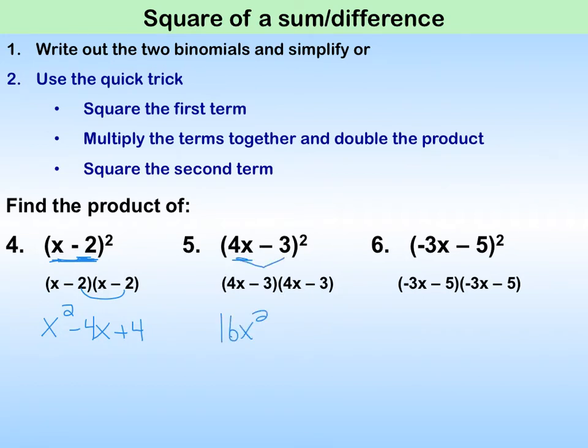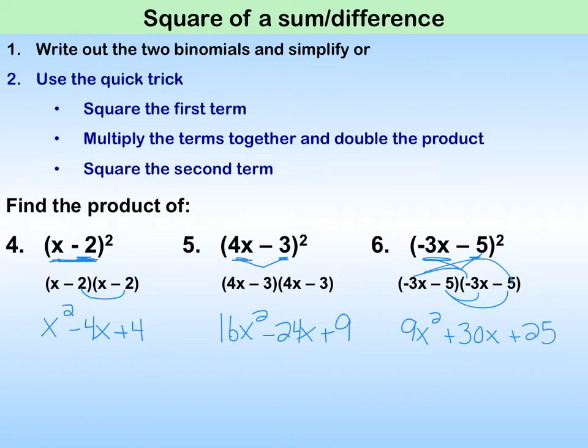Example 5, square the first term, 16x squared. Multiply the two terms together and double it. That's going to be negative 24x. Square the last term, because it's in parentheses, it becomes a positive 9. And then example 6, square the first term, in parentheses it becomes positive. Multiply the two terms together, that would be a positive 15x, doubled is 30x. Again, we double it because we have 2 of those when we do outer and inner in FOIL. And then square the last term because it's in parentheses, it becomes a positive.